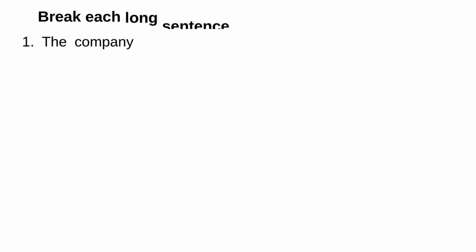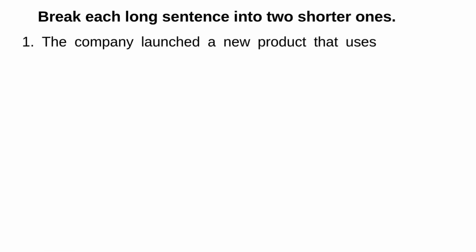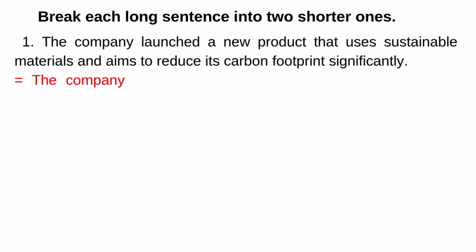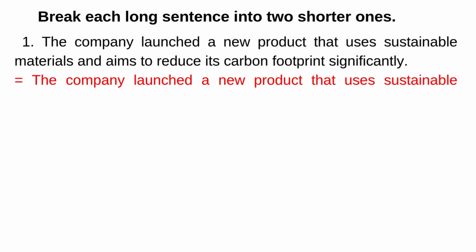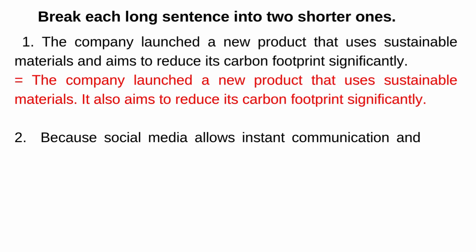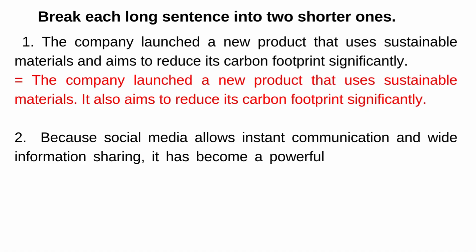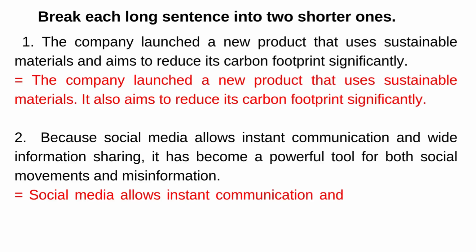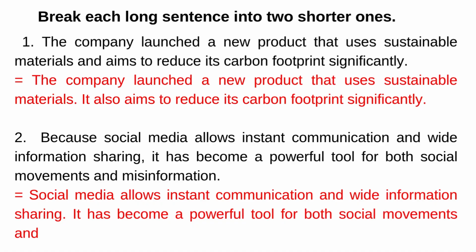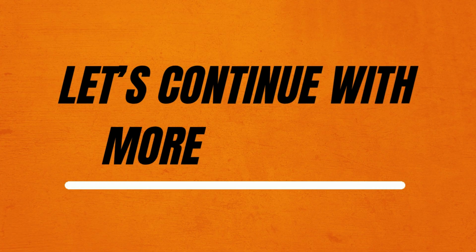For number 1, the correct answers are, the company launched a new product that uses sustainable materials, and the second sentence is, it also aims to reduce its carbon footprint significantly. For number 2, we broke this long sentence into, social media allows instant communication and wide information sharing. That's the first sentence. And the second sentence is, it has become a powerful tool for both social movements and misinformation. Now let us continue.